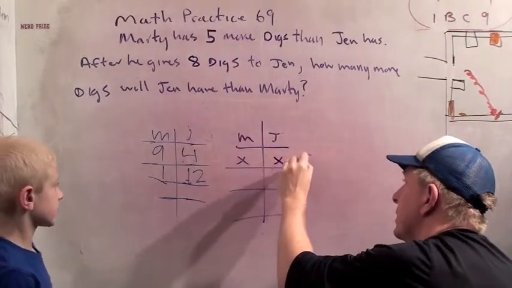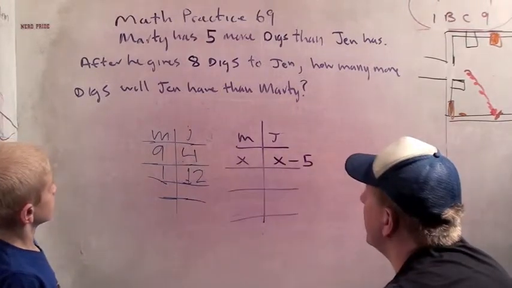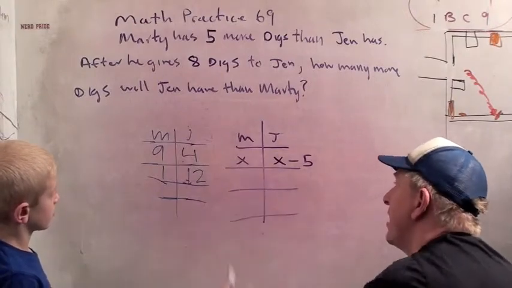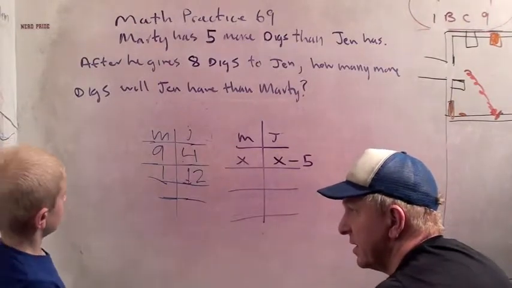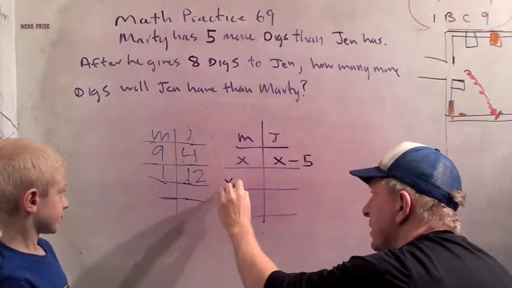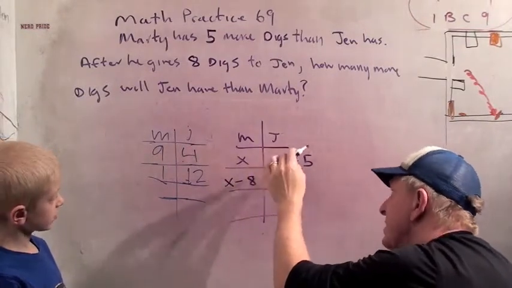Okay, so Marty and Jen. So let's say the math way is Marty starts with X. And if Marty starts with X, how much does Jen have? X minus 5. Very good. Now Marty gives away 8. So how many does Marty have after he gives away 8? He has X minus 8. And Jen gets 8.